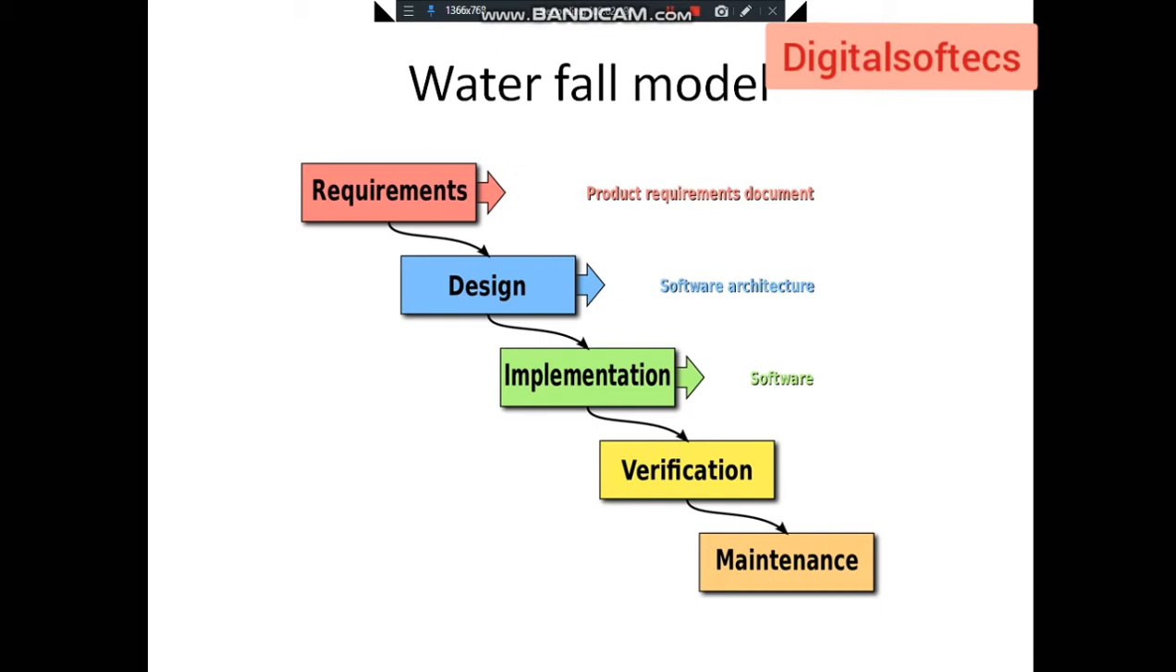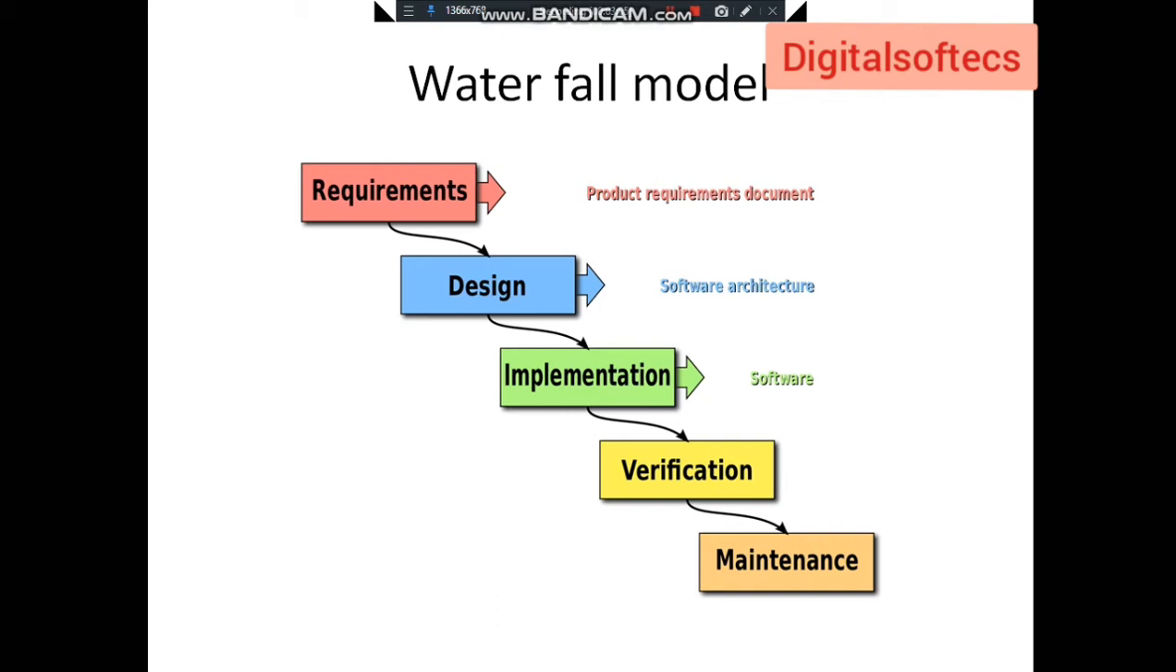When the requirements are complete, we move toward design. Design is the structure of the system, and design specifies how the system will work and how the user needs will be covered. When the design is completed, we move towards implementation. We implement the design in some kind of language like C++, Java, whatever language we use. We implement the functionality that we have specified in the design. After the implementation, we verify the software. Verification is the process by which we find out whether the software is meeting the user needs. When verification is done, we move towards maintenance.